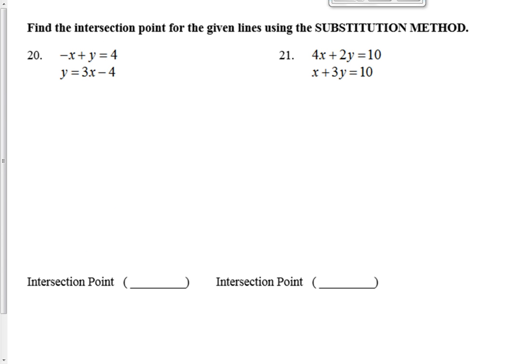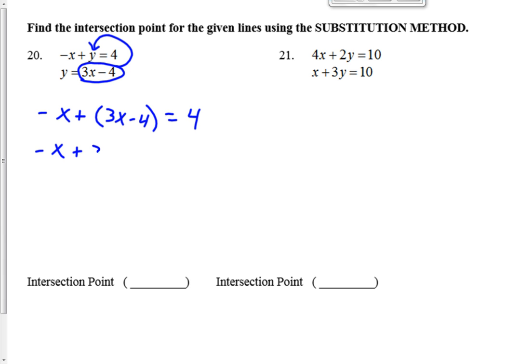Question number 20, solve by using substitution. So right now I have a variable all by itself. Y is all by itself, so I'm going to put 3x minus 4 into this y. I'm substituting it in. So a negative x plus y equals 4. And our y equals 3x minus 4. So I'm going to put 3x minus 4 into the y. Now I'm going to solve. A negative x plus 3x minus 4 equals 4.